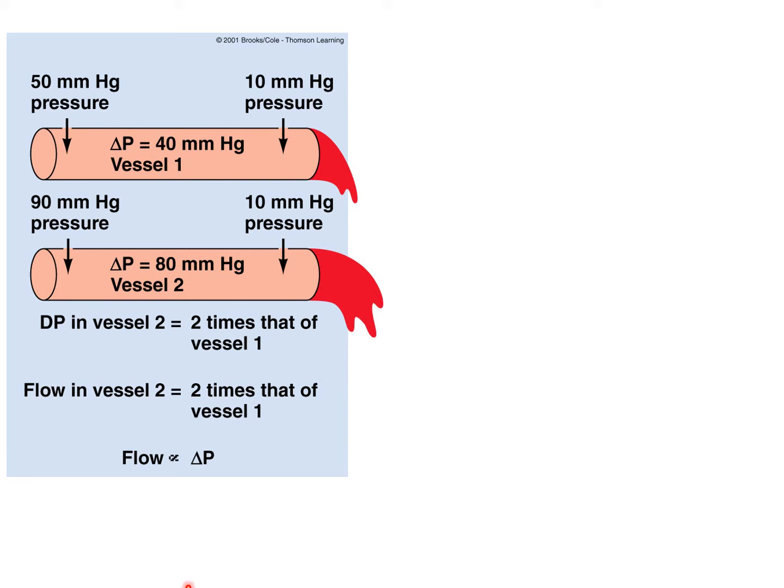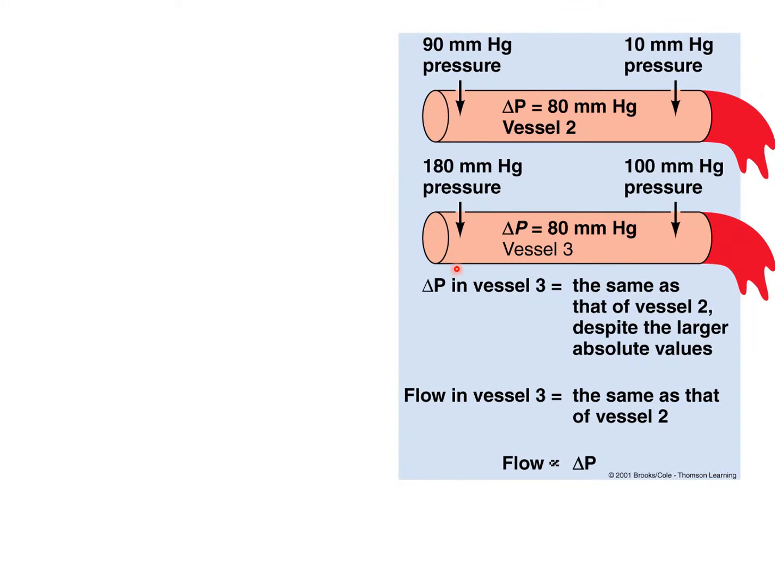For blood flow, flow is related to the delta pressure. So how much pressure do I have at one end of the tube, how much at the other? So this is a drop of 50 to 10, that's 40. Here's a drop from 90 to 10, that's 80. So this is greater flow. So flow is proportional to the pressure difference.